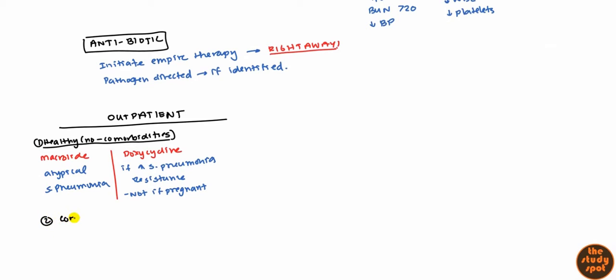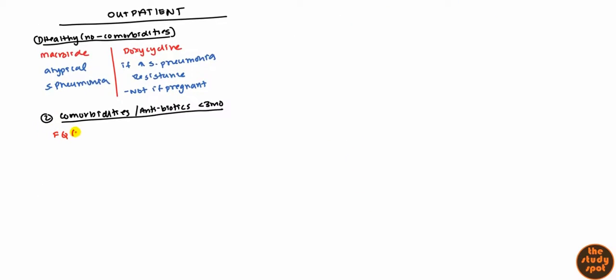Now, if they do have comorbidities or they've had antibiotics within the past 30 days, then again, you're worried that macrolides won't be enough alone. And so in this case, you want to consider either a fluoroquinolone, such as moxifloxacin or levofloxacin, or a beta-lactam with a macrolide. So those are your two options there. The beta-lactam you want to use is amoxicillin, cefuroxime, or cefpodoxime. And macrolides, of course, I mentioned earlier, but azithromycin, clarithromycin, or erythromycin, those are your three macrolides you want to choose from.